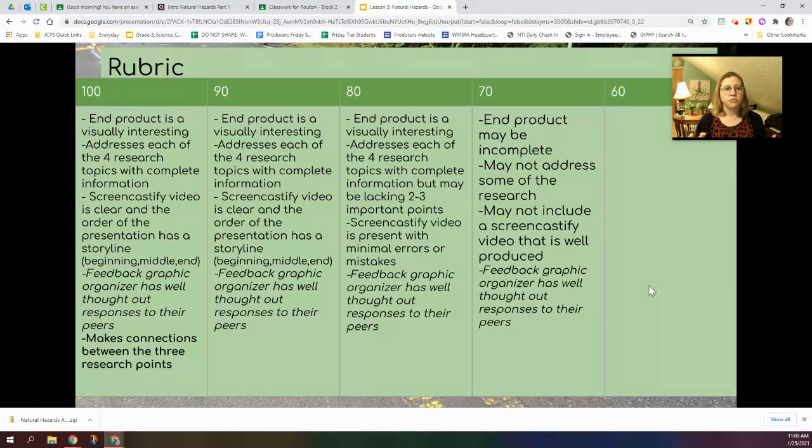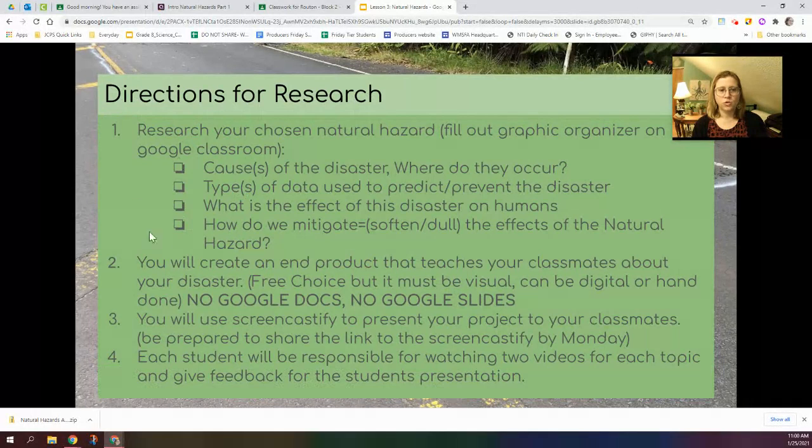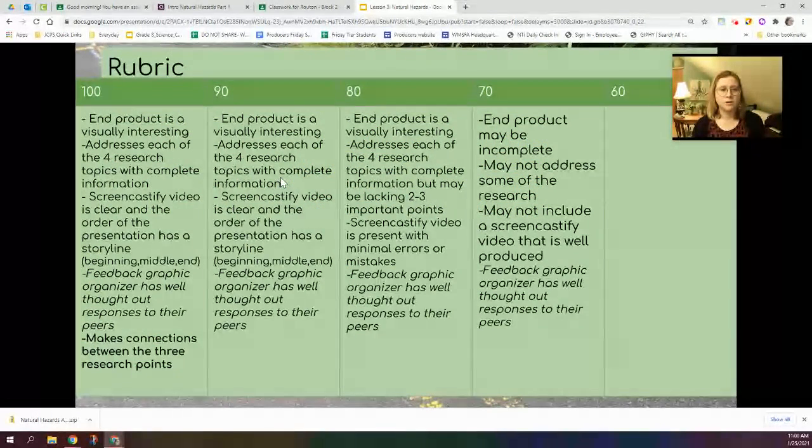Lastly is your rubric. Read through it. It's really important. Rubrics tell you, if I want to get a 100, here's what I do. If I want a 90, here's what I do. In my class, the end product is visually interesting. If you look at it and you're like, yeah, I feel good about this, this is fun to look at, then you are on the right track. It addresses each of those 4 research projects. So right here, whoa, these 4 has to address all 4.